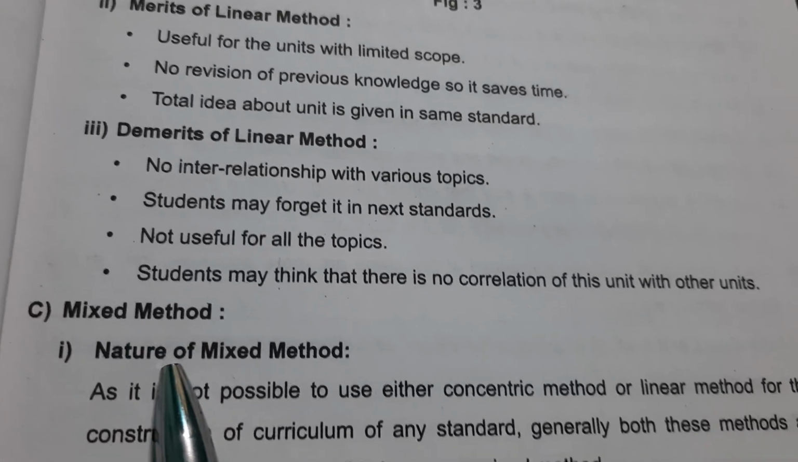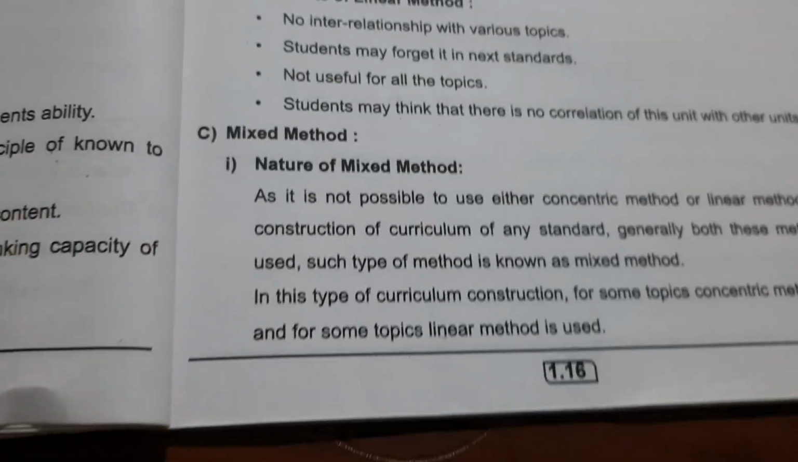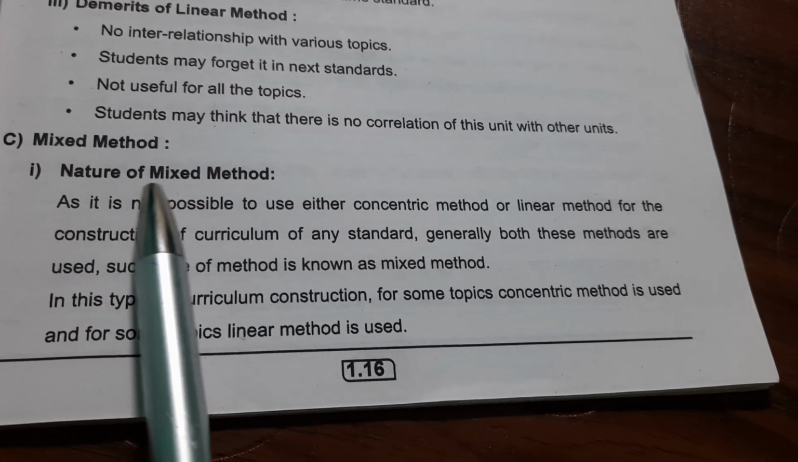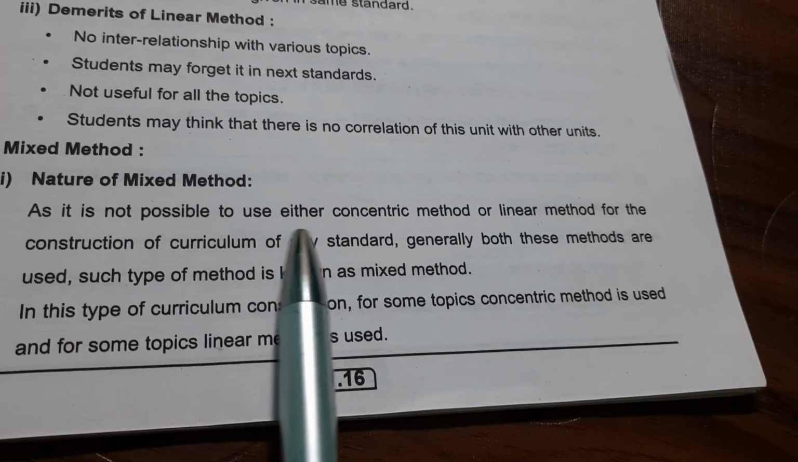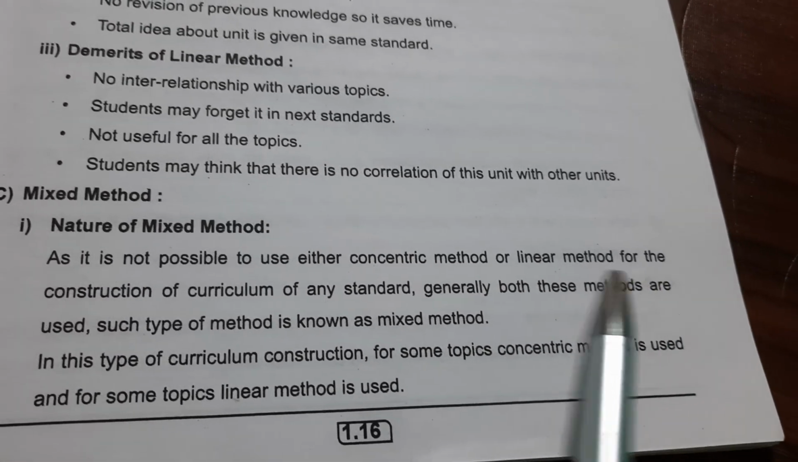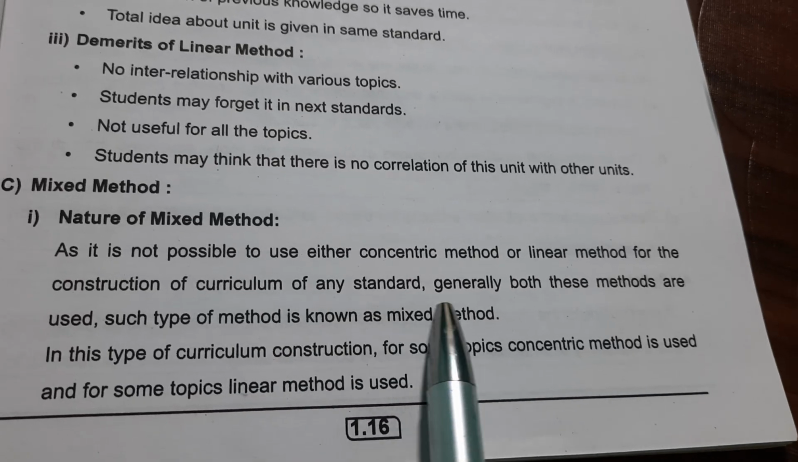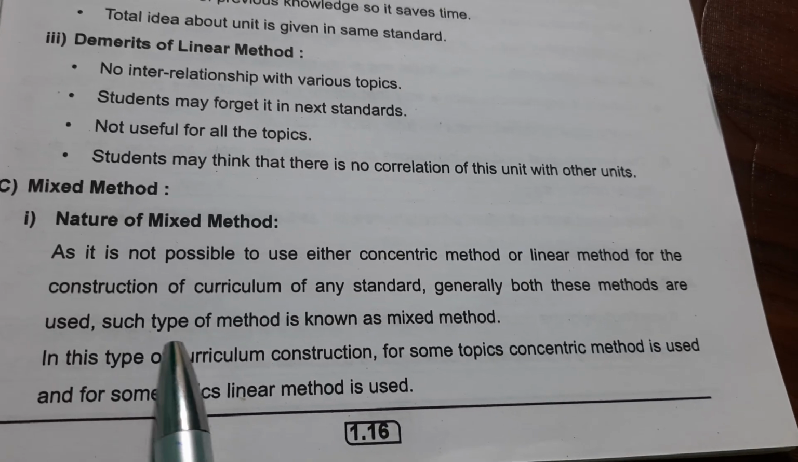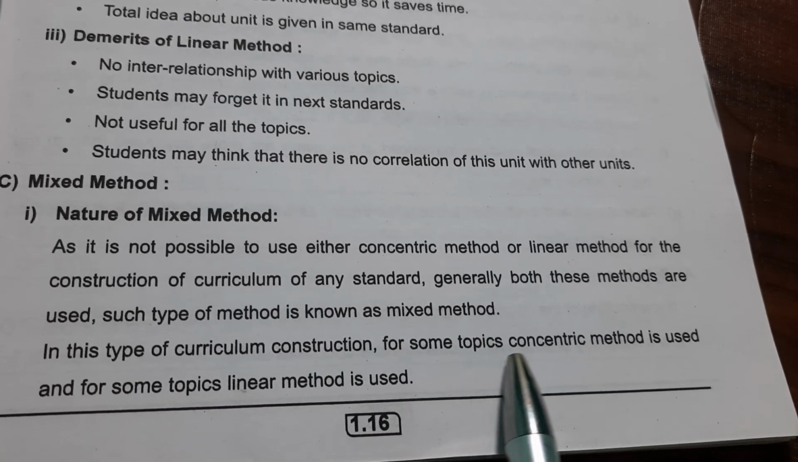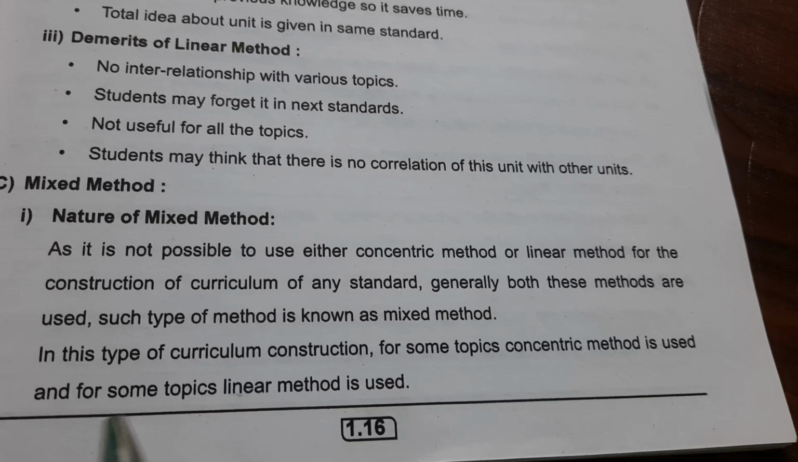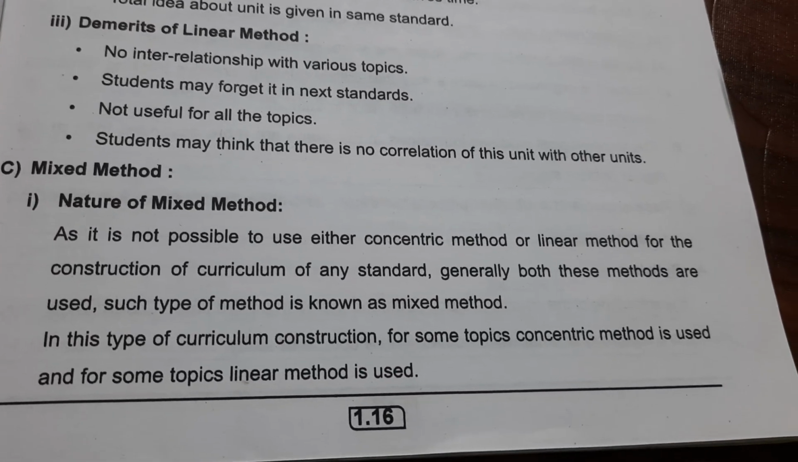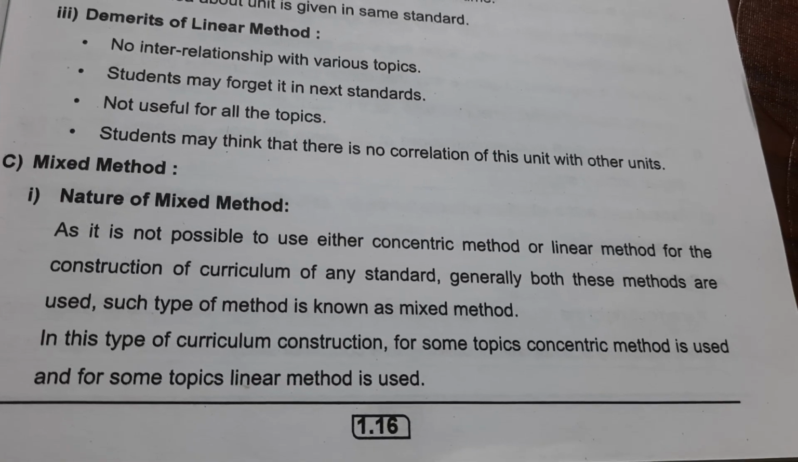Next we have the mixed method. In mixed method, let us see. Nature of mixed method. As it is not possible to use either the concentric method or the linear method for the construction of curriculum of the standard, generally both these methods are used. Such type of method is known as mixed method. In this type of curriculum construction, for some topics the concentric method is used and for some topics the linear method is used. Okay, let us continue writing notes on the next page.